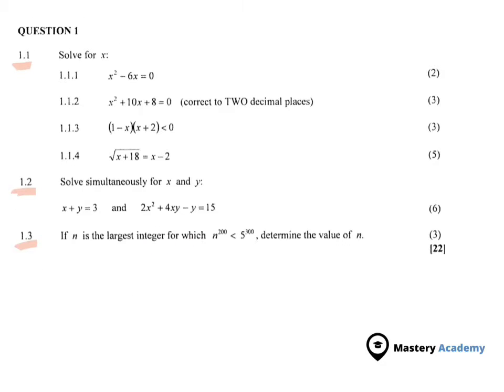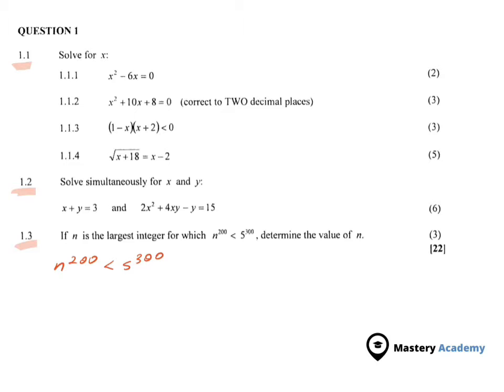It says if n is the largest integer for which n to the power of 200 is less than 5 to the power of 300, determine the value of n. So n is the largest integer for which this condition must be met. So I'm going to solve it here. We have n to the power of 200, which is less than 5 to the power of 300.